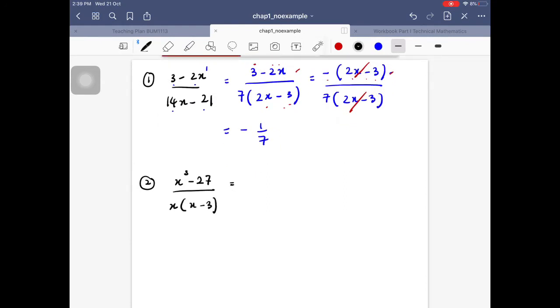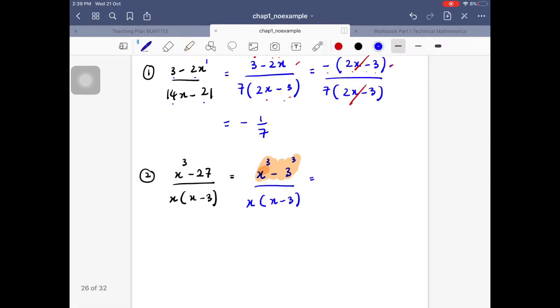Okay, when I look at 27, straight away in my head, I can tell that this is a number that I can actually put as being a cube. So this can actually be written as x cubed minus 3 cubed, and at the bottom, I'm going to have x multiplied by x minus 3. So now is the time to apply what we have discussed before, and this can actually be simplified by using the formula that we have seen in difference in cubes, and it's a minus.